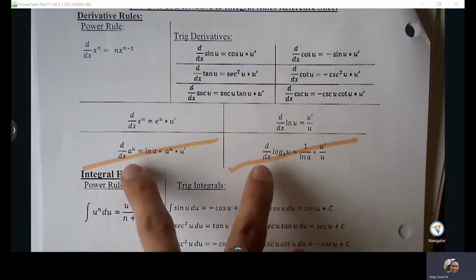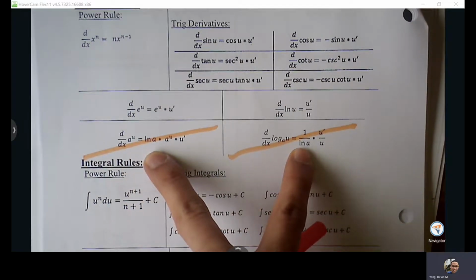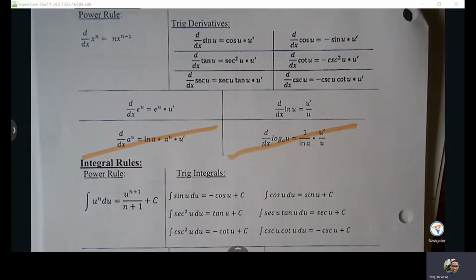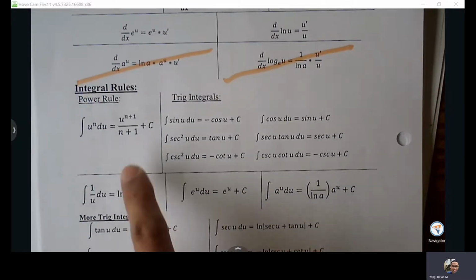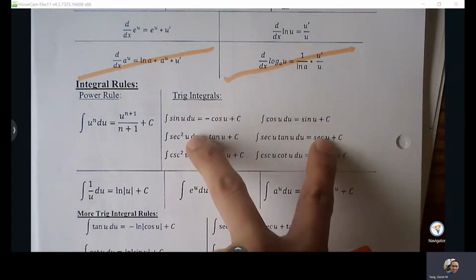You can cross off these. I'll put this on the test. The a to the u exponential function, a to the u, and the log base a. Okay. Right, moving on to the integral rules. Power rule for antiderivatives. Trig integrals.